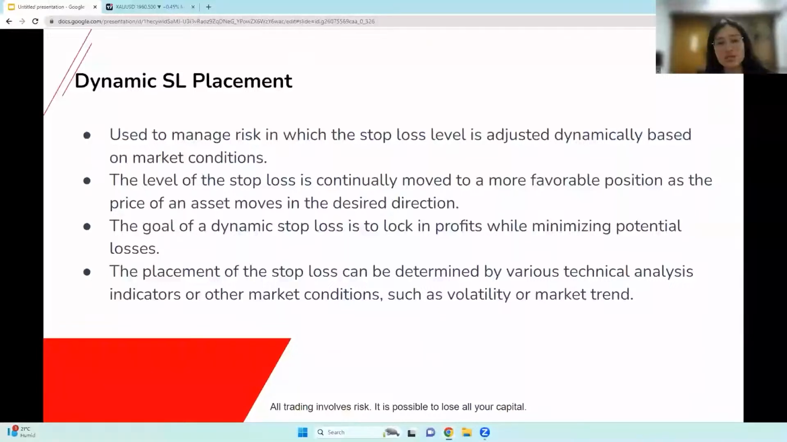Dynamic stop loss is a trading strategy that's used to manage risk, in which the stop loss level is adjusted dynamically based on market conditions. The level of the stop loss is continually moved to a more favorable position as the price of an asset moves in the desired direction. The goal of a dynamic stop loss is to lock in profits while minimizing potential losses. So the placement of the stop loss can be determined by various technical analysis indicators or other market conditions, such as volatility or market trends. Okay, so let's look at some indicators that you can use.